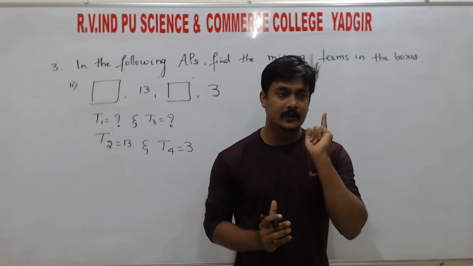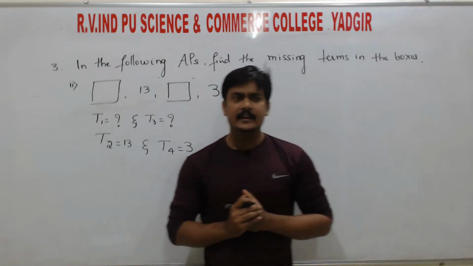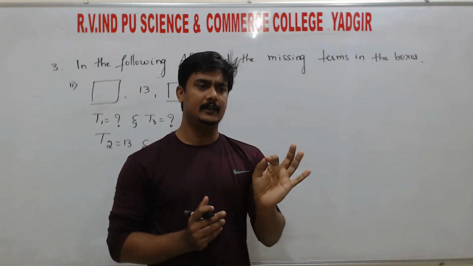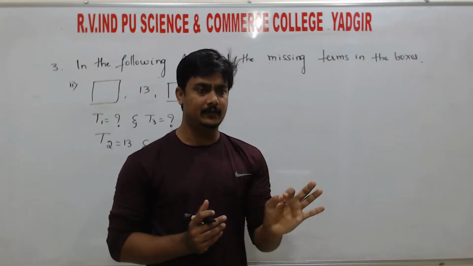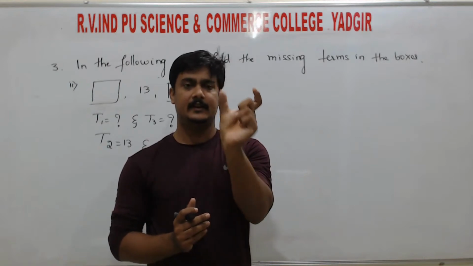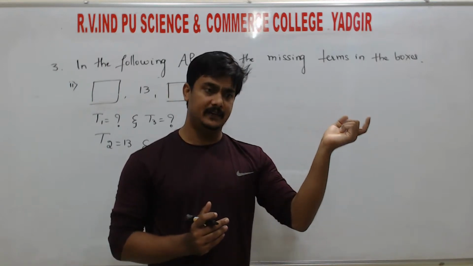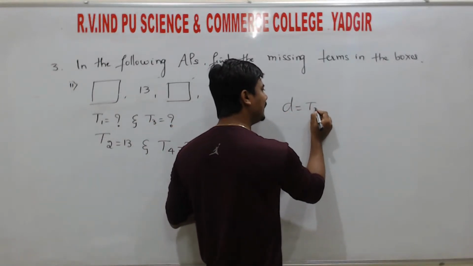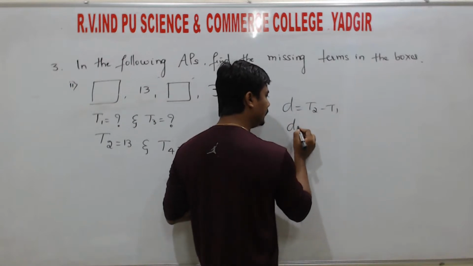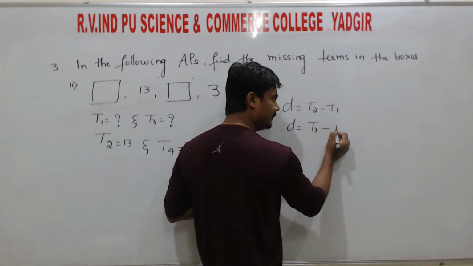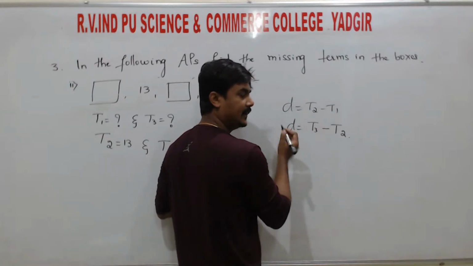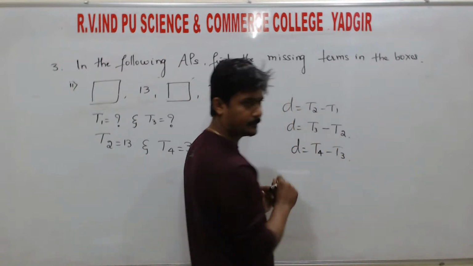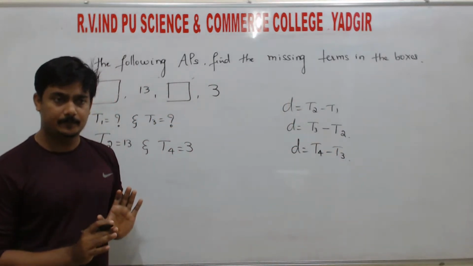What is that formula? Generally, dear students, how do we find out D value? We find out D value using the formula T2 minus T1. Yes, term minus its preceding term. It is not always that you need to use D formula as T2 minus T1. You choose any term minus its preceding term. Even you can use D formula as T4 minus T3. It is up to you which formula you use.